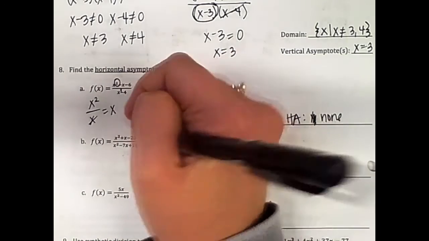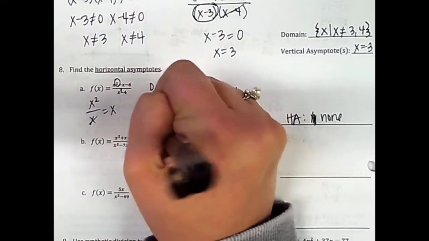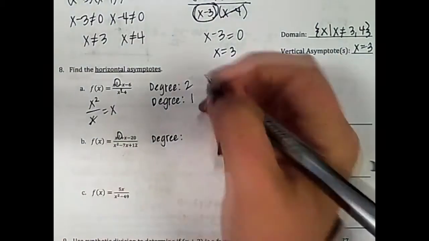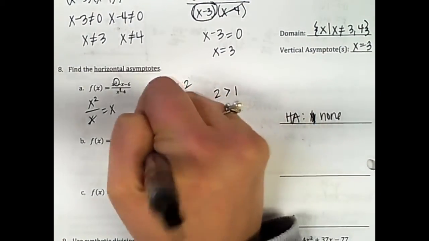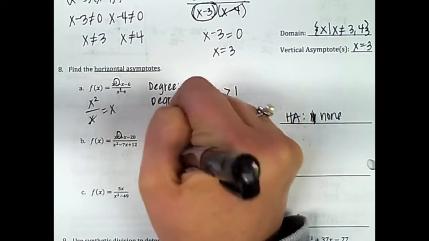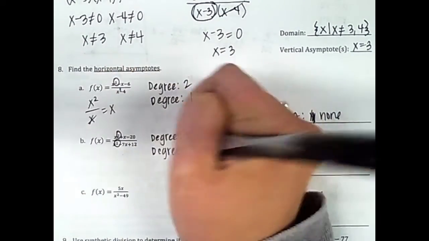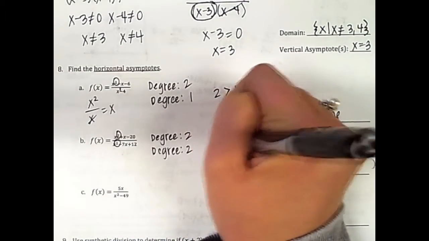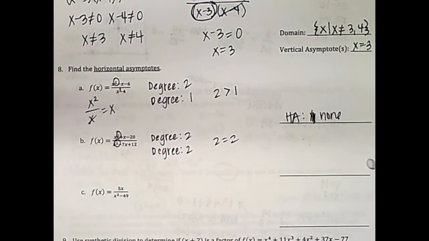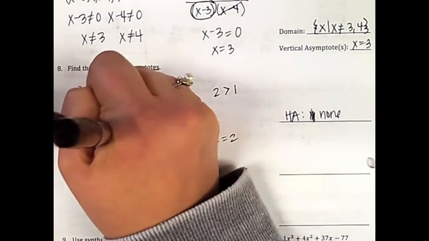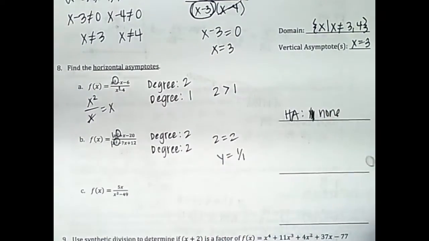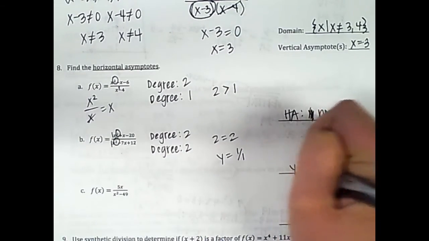Okay, so for B, we do the same thing. We look at the degree of the numerator, which is the highest exponent, which is 2. And the degree of the denominator, which is again the highest exponent, which is 2. So when the degrees are equal to each other, we're looking at the leading coefficients. The leading coefficient of each of them is 1. So y equals 1 over 1, which simplifies to just be 1.